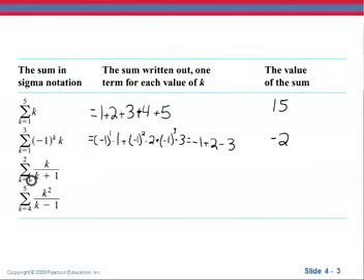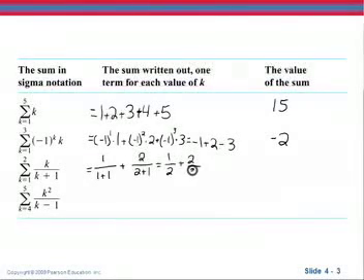Now the next one, we only have k's of 1 and 2, from 1 to 2. So we plug in 1 over 1 plus 1. There's my first term, plus, it's a sum, 2 over 2 plus 1. Well, that's 1 over 2 plus 2 over 3. So we have 1/2 plus 2/3. If you find a common denominator and add there, you'll get 7/6.